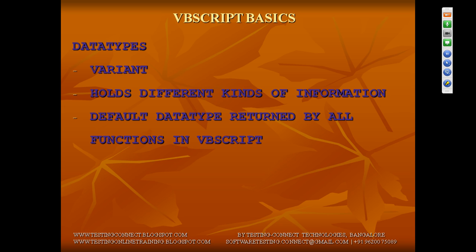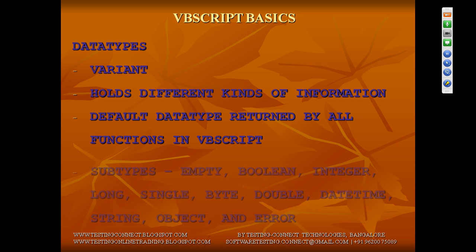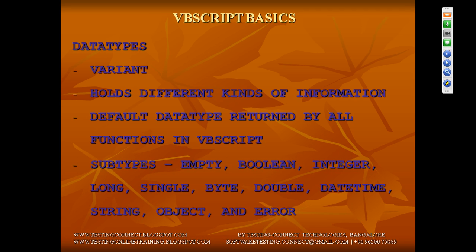So in VB script you come up with one common data type, that is variant. In any other programming language you come across integer, real, float, string, character, so many different types of data. But in VB script only one data type you come across, and in that data type you can store whatever kind of data you want. Here in the variant data type different subtypes come across.